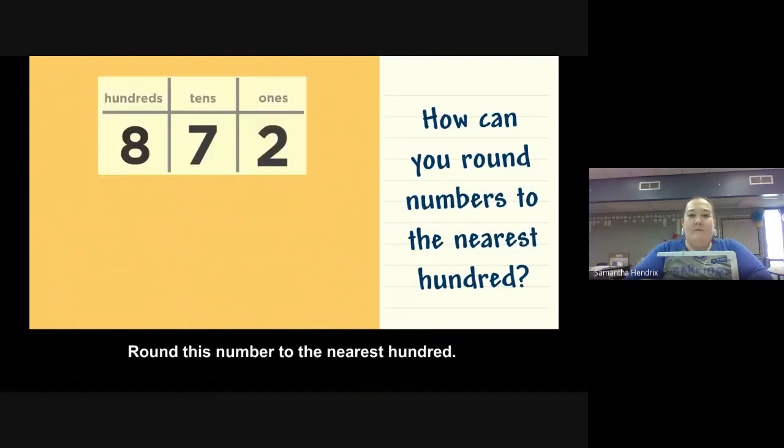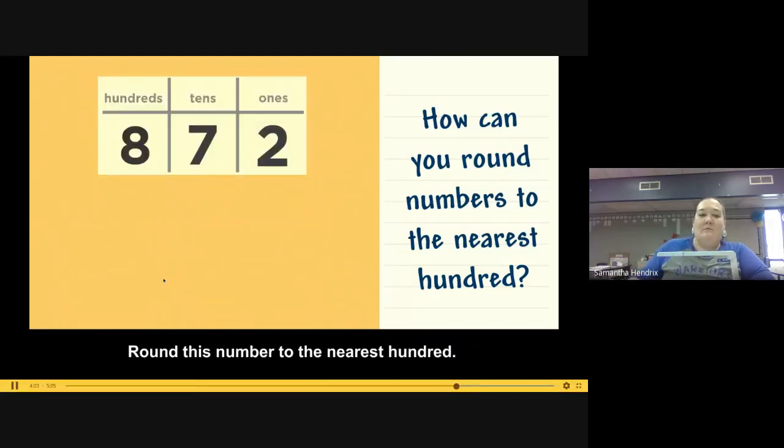Round this number to the nearest 100. Remember, look at the digit in the tens place. Okay, so let's look at this. We're rounding to the nearest 100. So we have 872. So the digit in the tens place is going to tell that 8 what to do. So we have a 7.